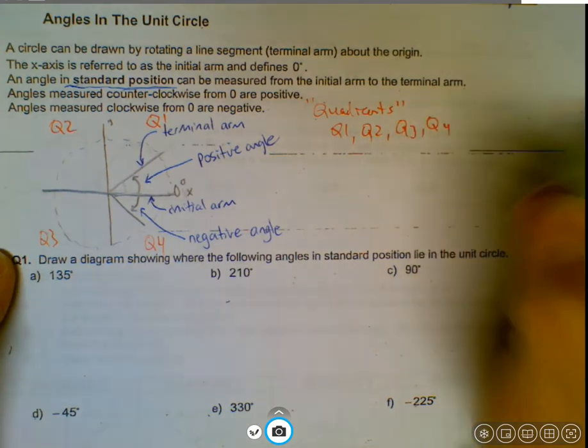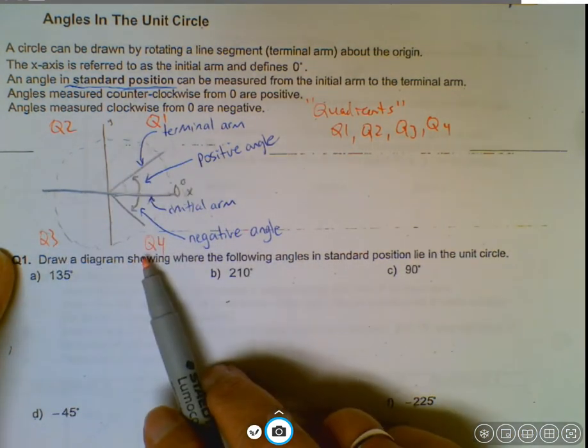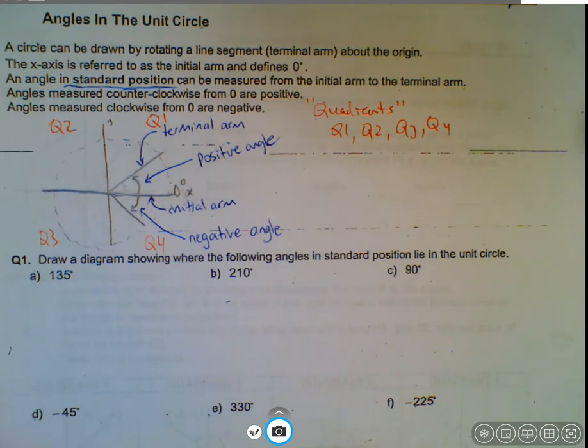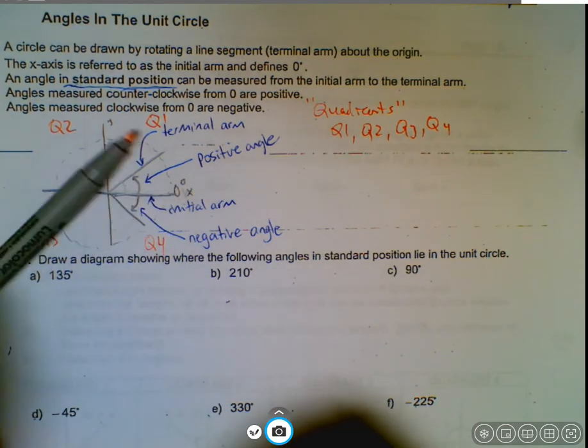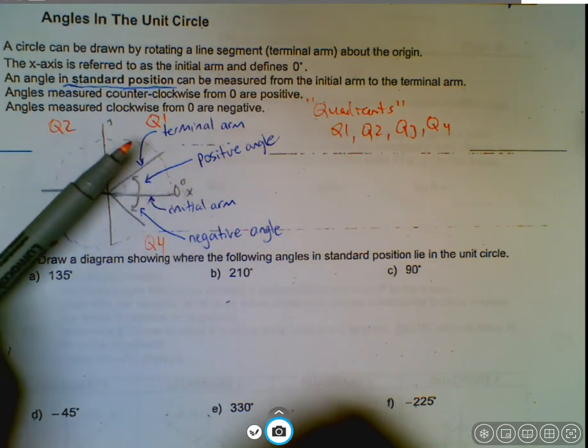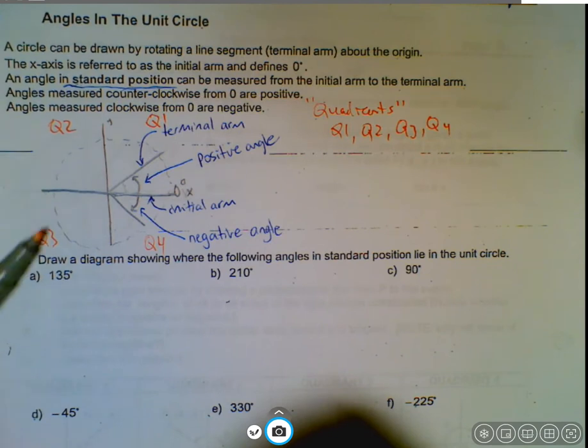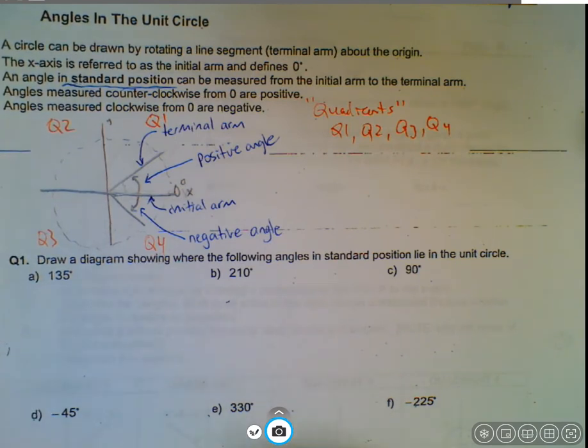It's very important that you know which one is where. The way to remember it is to think about angles: they start at 0 and then go this way to get a positive angle. So that's how you number the quadrants. This one first, then this one, then this one, then this one.